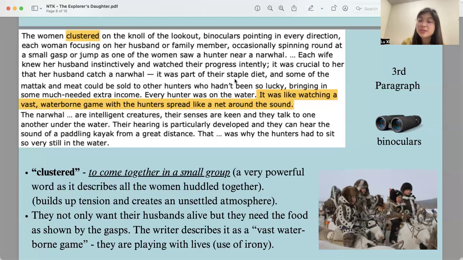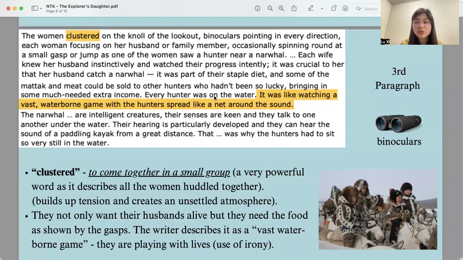But then sometimes they were nervous not just because of whether her husband can catch a narwhal, but because she's worrying that her husband might be exposed to some danger, and so that's why they looked out at the scene very carefully. And some of the muktuk and the meat could be sold to other hunters who hadn't been so lucky, bringing in some much needed extra income. We can tell here that every family is poor, they're impoverished, so they want extra income.